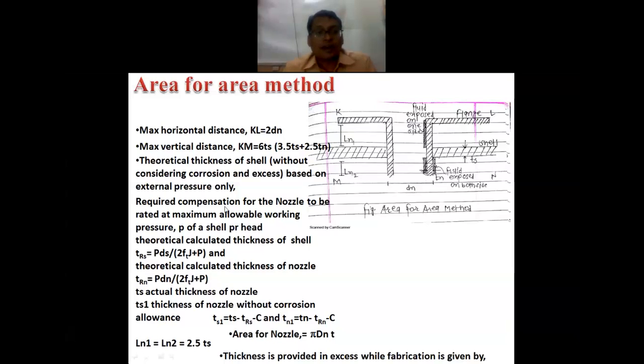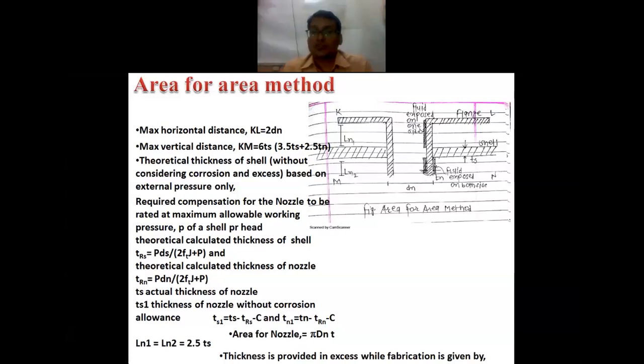Then the required compensation for the nozzle to be rated at the maximum allowable working pressure P. So what is the theoretically calculated thickness of a shell? That is calculated as TRS, which is equal to PdS upon 2Fj plus P. It is the general formula we use to calculate the thickness of a shell.